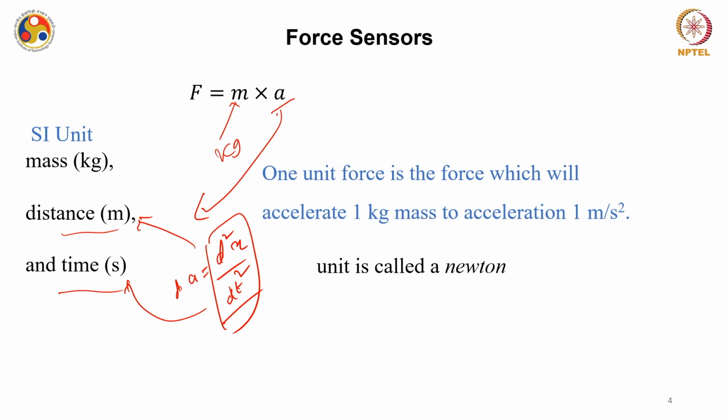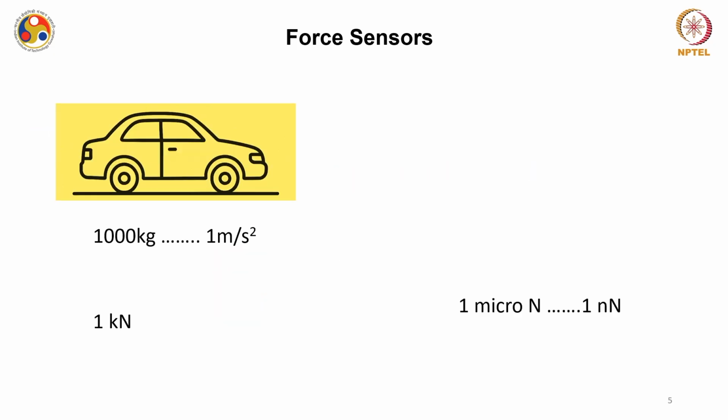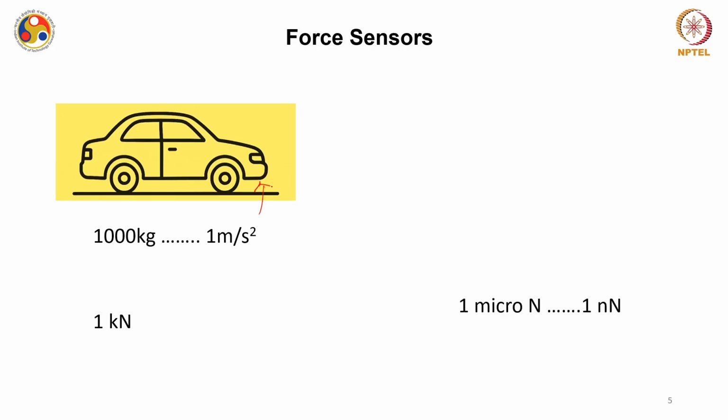And this 1 unit of force that I am discussing is known as 1 Newton, or 1 Newton of force. Now, considering this definition, if I define this force for a car of say 100 kg, to have an acceleration of 1 meter per second square, you will need around 1000 Newton force, or about 1 kilonewton. In this course, we are not going to discuss these forces.